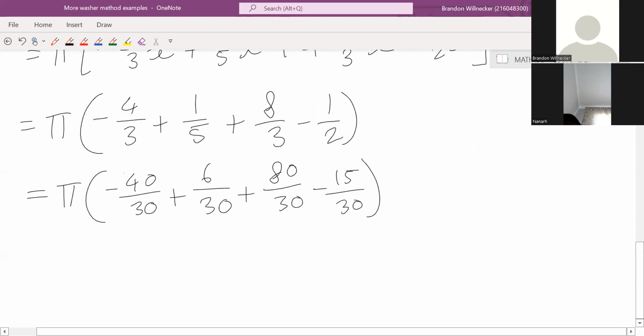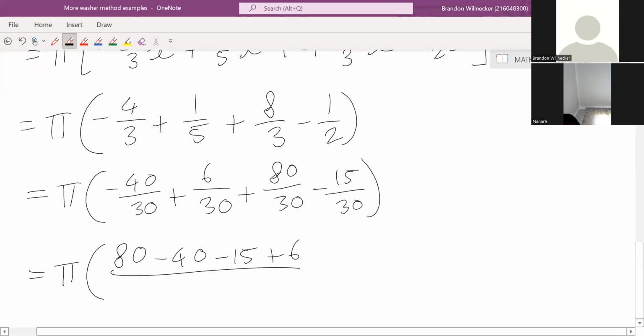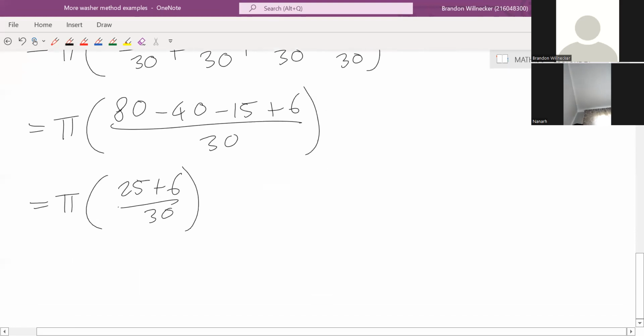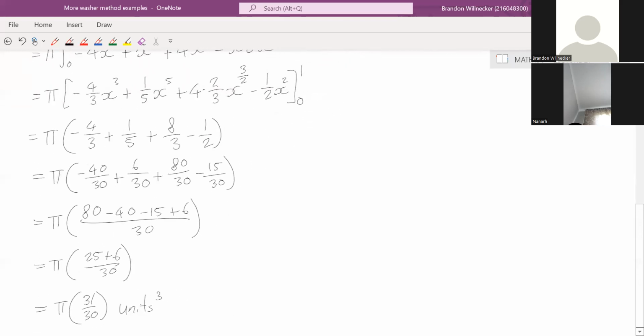Okay, so we've got that. Now we can simplify. So this is going to be pi times 80 minus 40 minus 15 plus 6, all over 30. So that's pi times: 80 minus 40 is 40, minus 15 makes 25. So we have 25 plus 6 over 30. That's going to be pi times 31 over 30 units cubed. Okay, so then that gives us our volume.